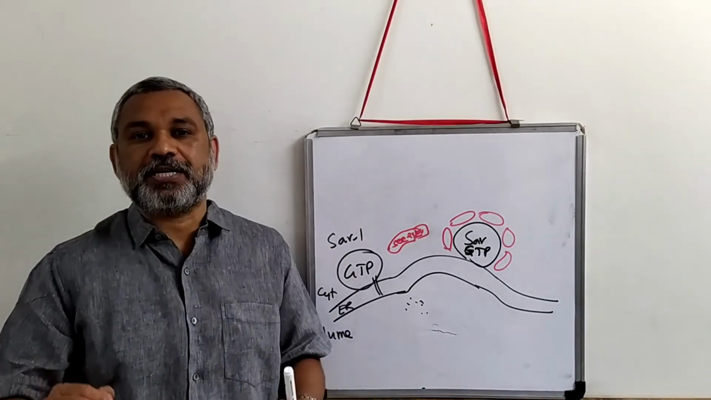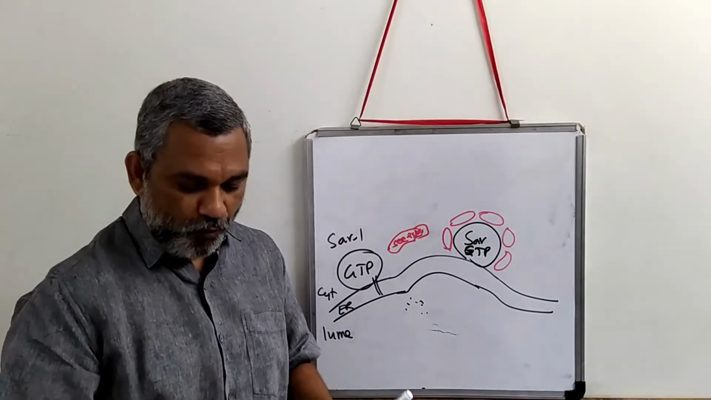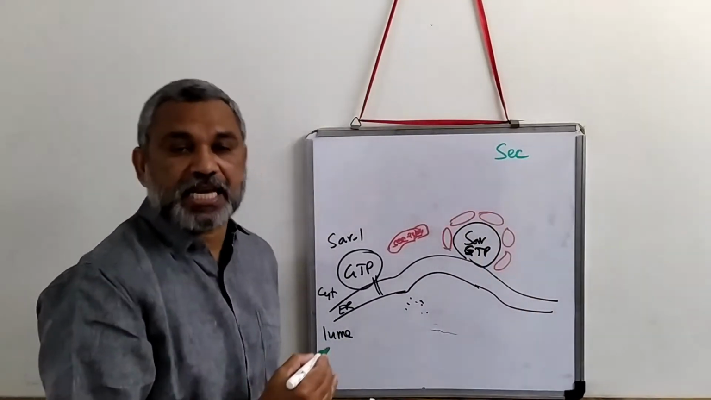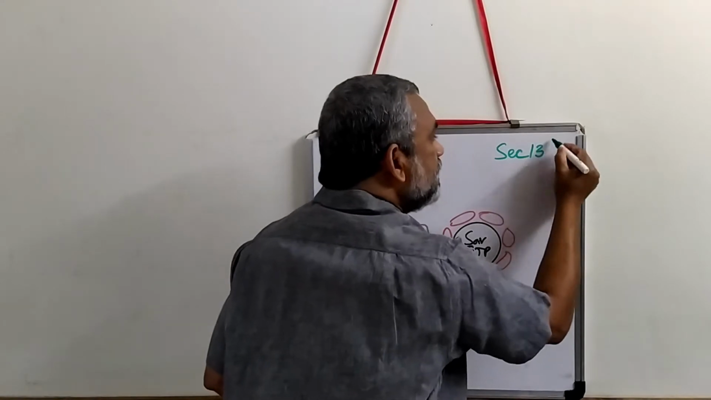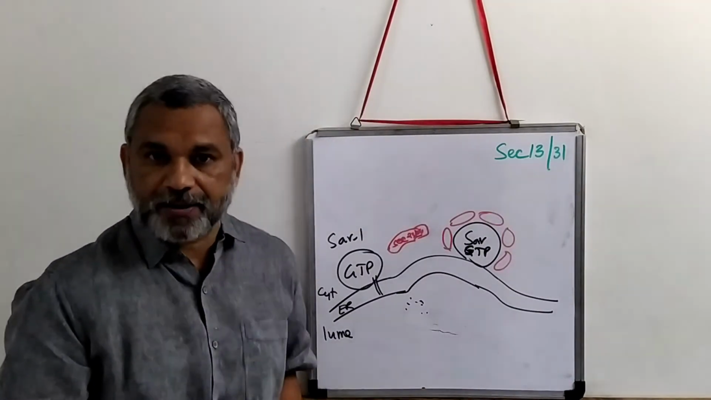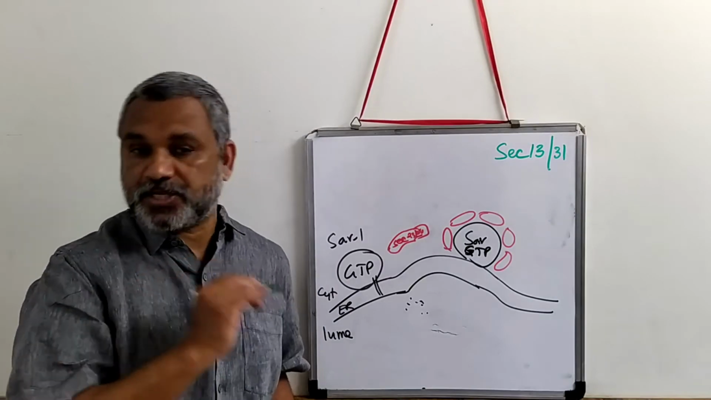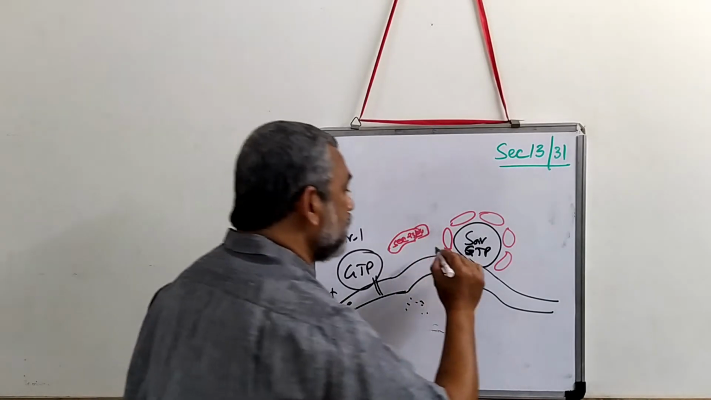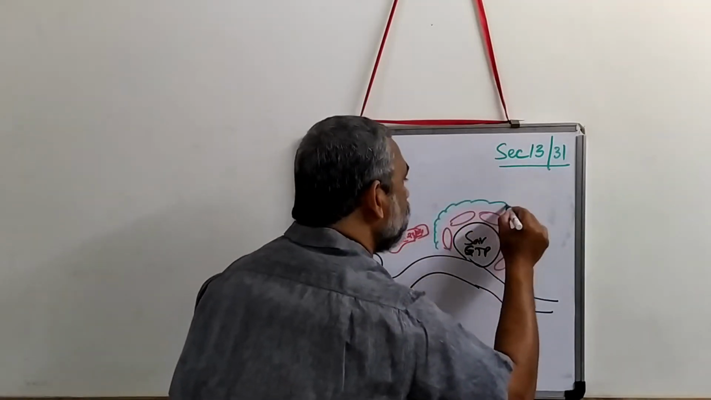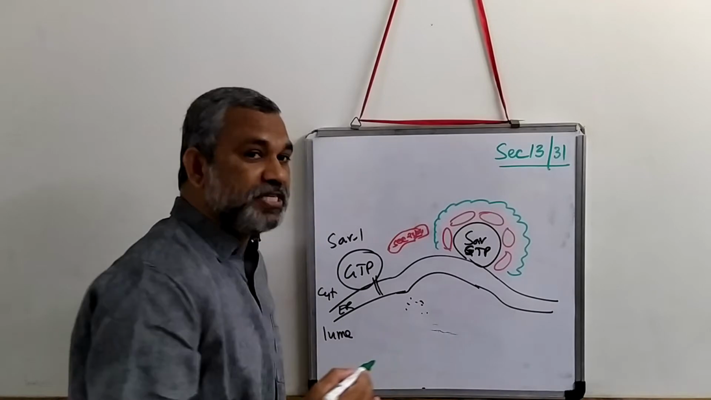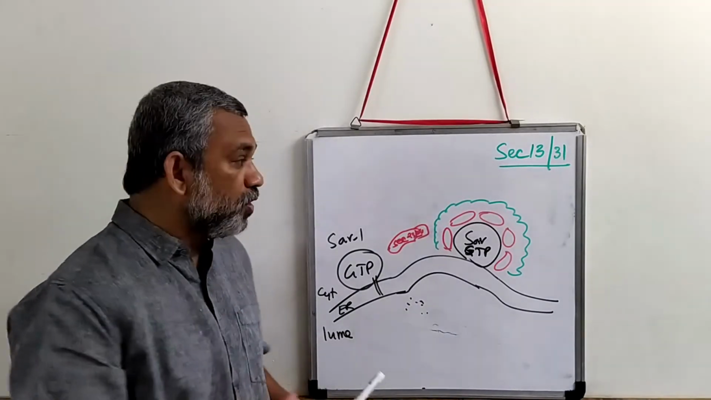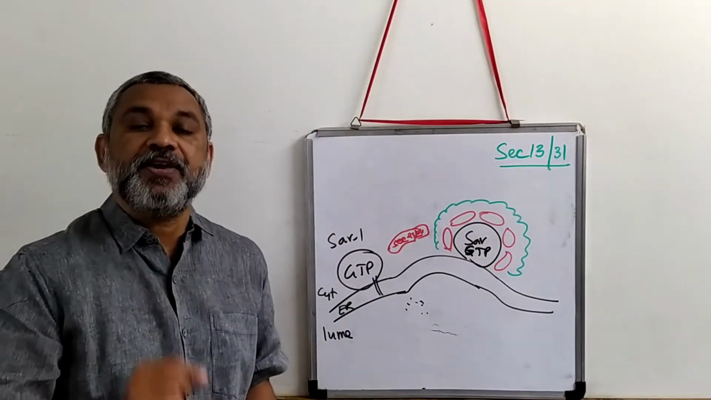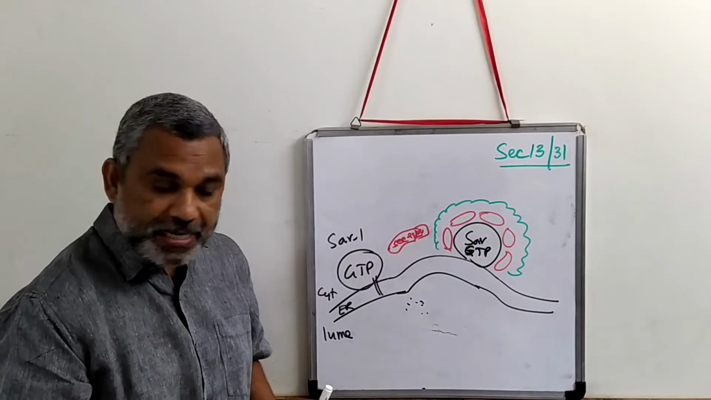Along with this inner coat, an outer coat is also formed. Now the outer coat is formed with the help of two other SEC proteins, SEC13 and SEC31. We will come back to SEC31 later on. So SEC13 and 31 form an outer coat, and that outer coat is formed around this. So you have an inner coat which is red in color, and you have an outer coat which is green in color. It has already taken the cargo inside. We have looked at the procedure by which cargo is taken inside.